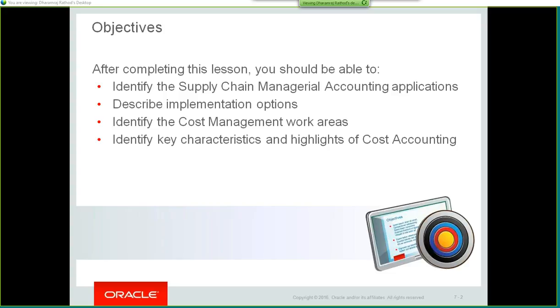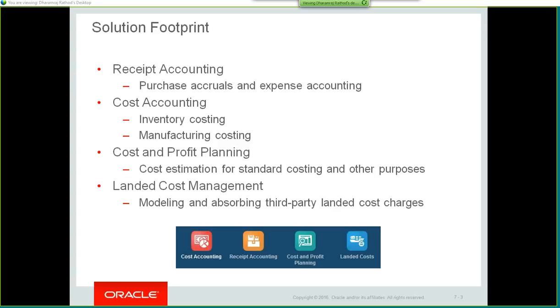And I'll talk a little bit about the implementation options, how you can pick and choose which model you want to go and implement. And I'll show you some of those work areas. Already Srini talked about receipt accounting work areas. Likewise, I'll talk about cost accounting and then various other work areas which are available. And then quickly go over setup of cost management.